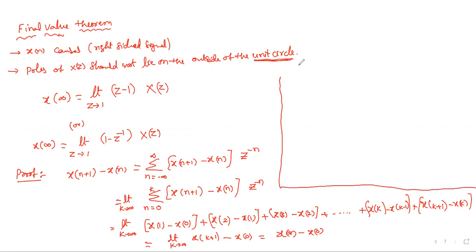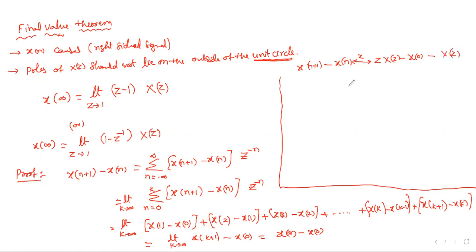Now, what is x of n? x of n plus 1 minus x of n. What is the Z transform? Directly we know that the transform of x of n plus 1 is z into x of z minus x of 0, and the transform of x of n is x of z.